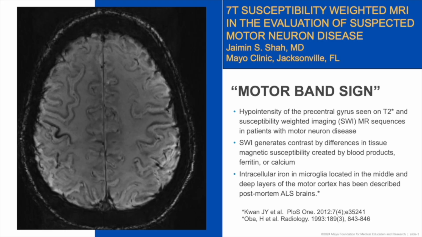So the motor band sign is hypointensity of the precentral gyrus, which you can see on T2 star, T2 weighted, and SWI imaging in patients with motor neuron disease. And susceptibility weighted imaging is a sequence that we use routinely in clinical scans, and it generates contrast differences in tissue magnetic susceptibility.